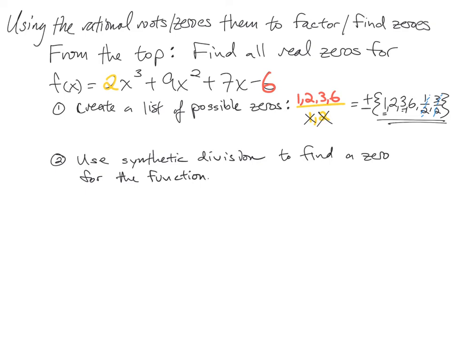So maybe 6 is an actual zero for this polynomial, but I don't want to start there. I want to start with numbers that are going to be easy to use with synthetic division. And lastly, you probably don't want to work with negatives, but if it comes to it, you might have to work with negatives. All right, so I'm just going to run through a few synthetic divisions here. I'm going to start with 1.